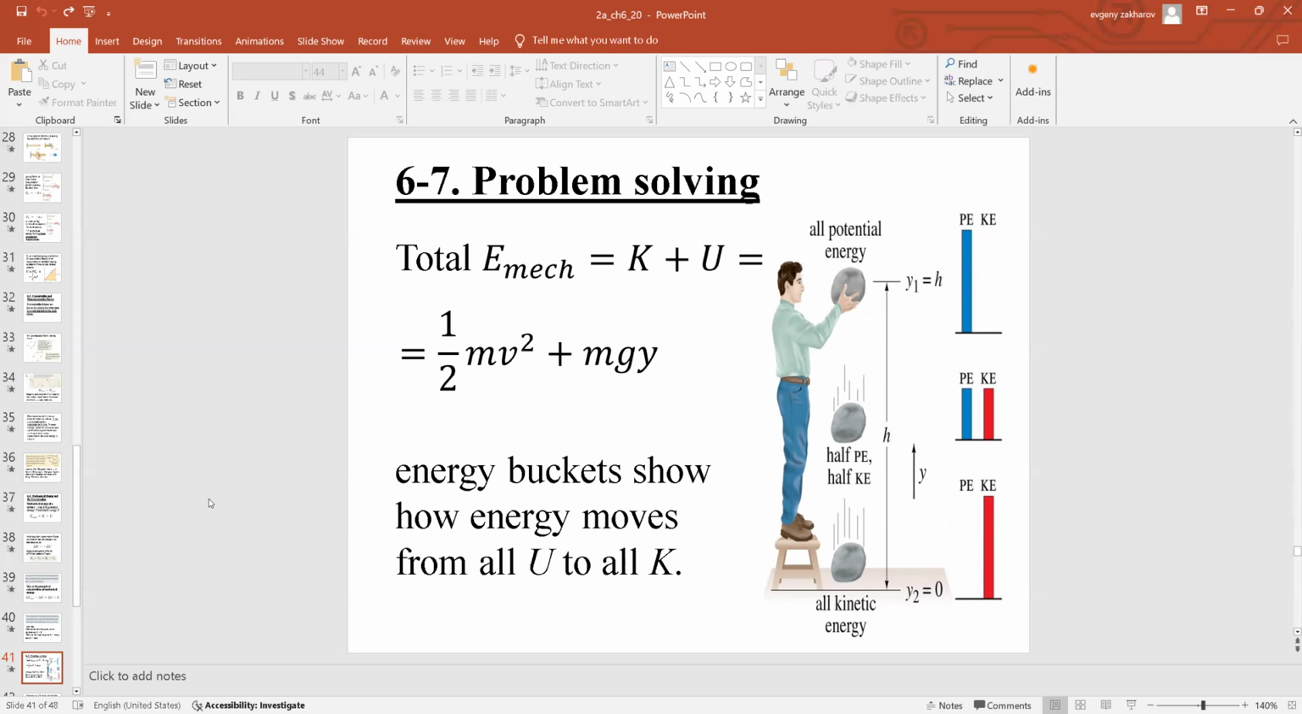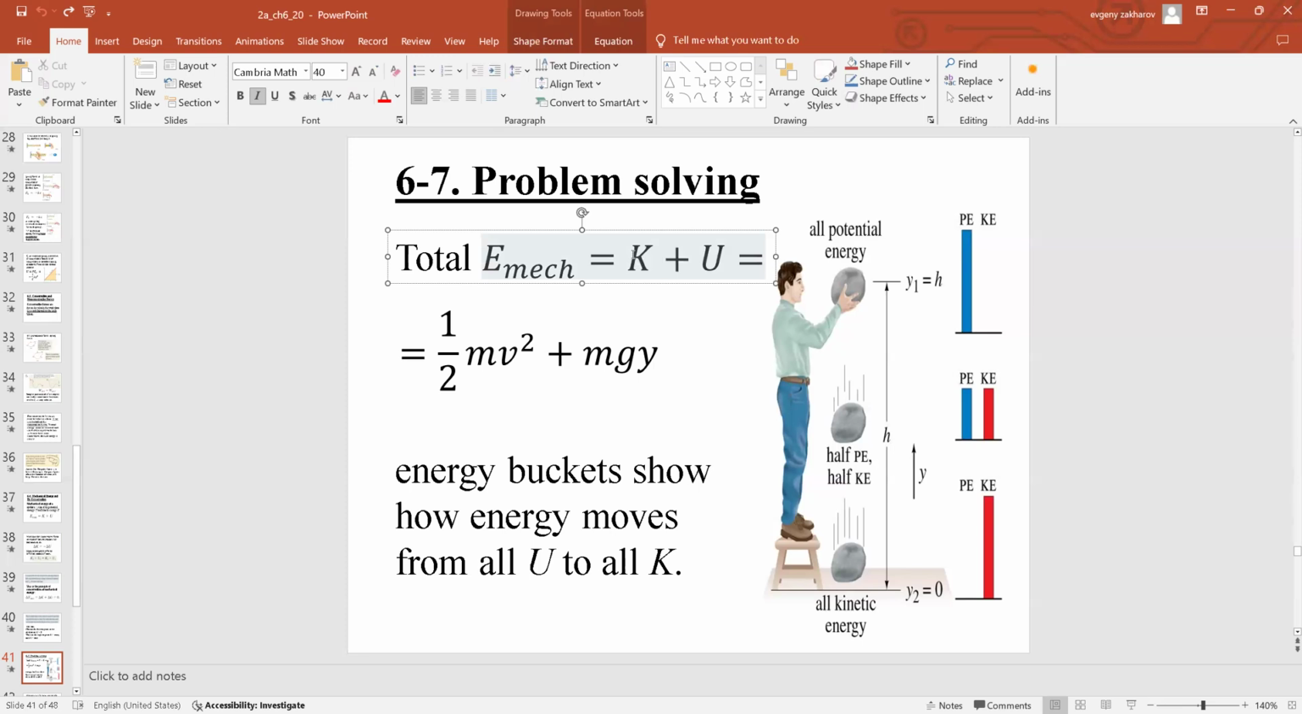Okay, let's see how problems are solved. There is a gentleman holding a rock, and while you hold it, it's all potential, gravitational potential to be more specific. The rock is sitting still, so no motion, no kinetic energy. And then you let it go, the rock will accelerate and hit the ground. And once it hits the ground, if ground is your 0 gravitational potential energy level, then potential energy is just 0. And it's going to be all kinetic. So all of your potential energy has been transformed into kinetic energy.